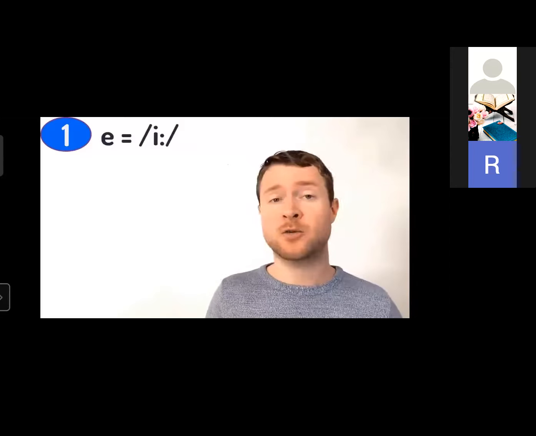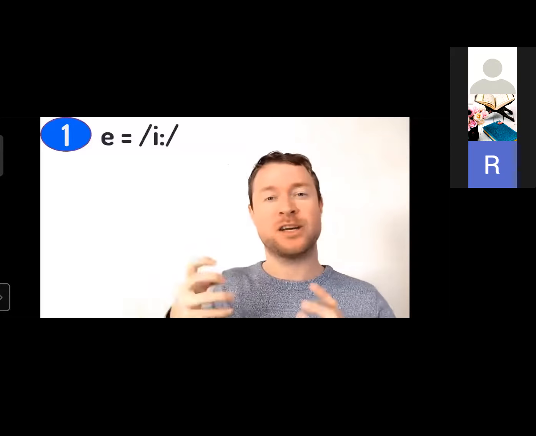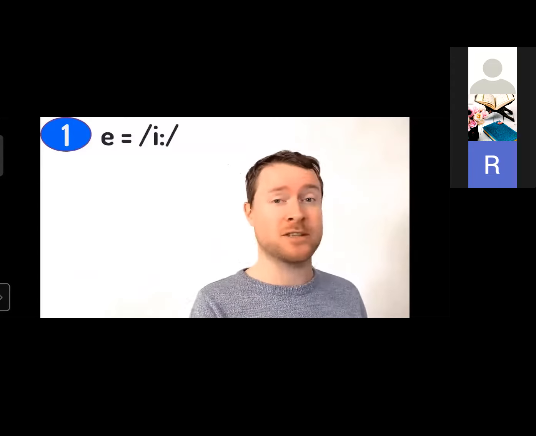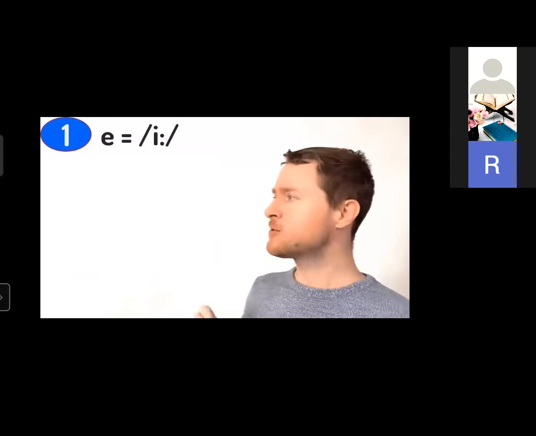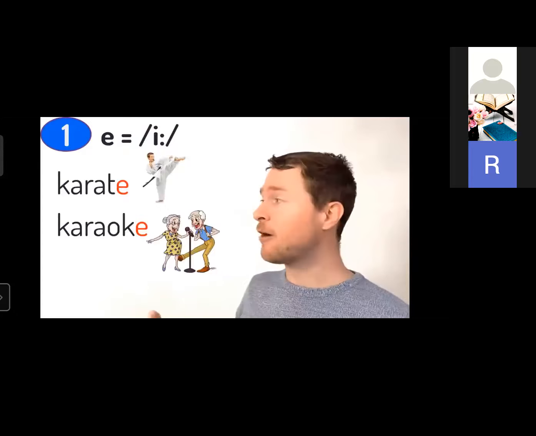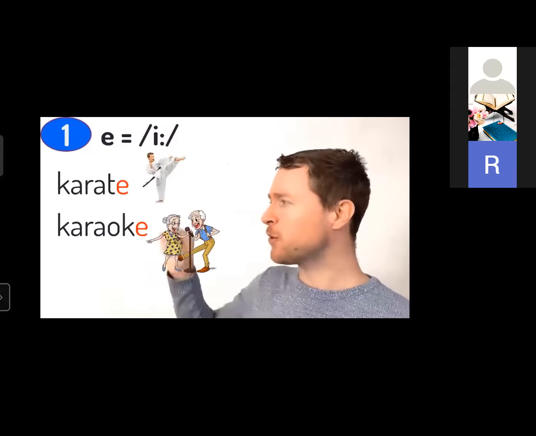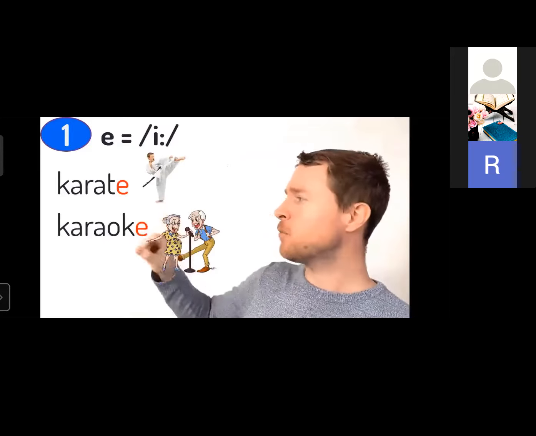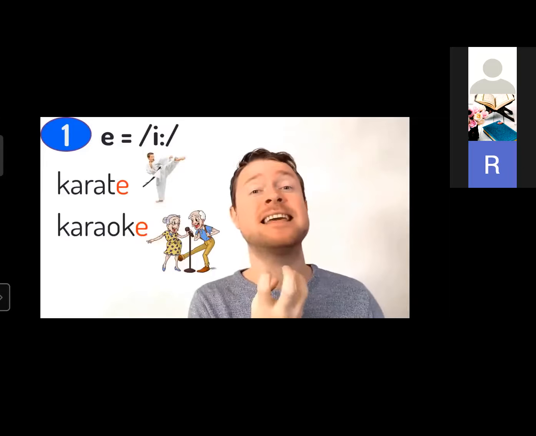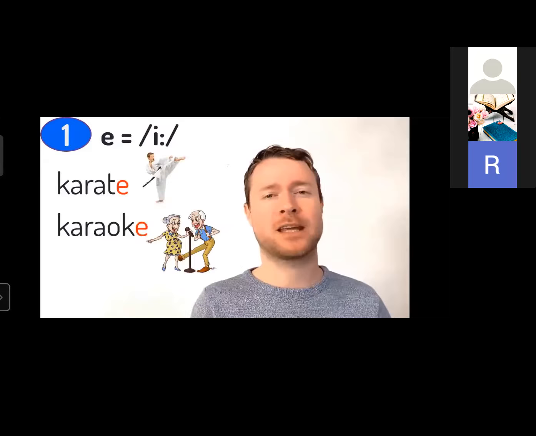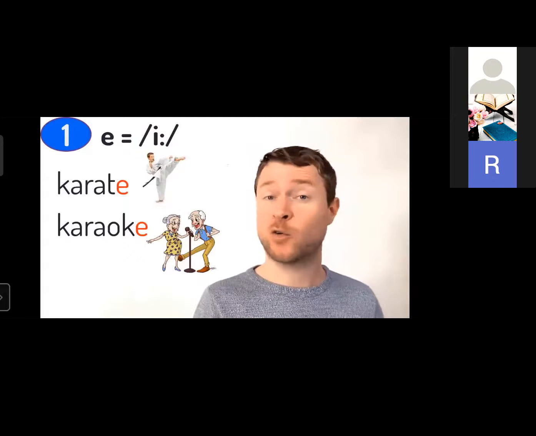Finally, there are some special words in English where E is at the end of the word and it's pronounced E. Usually, they're words that are borrowed from other languages, especially Japanese. So words like karate or karaoke, both of those end in E, but they're borrowed from another language. So we put the E at the end as an E sound, okay? Practice again, karaoke and karate.